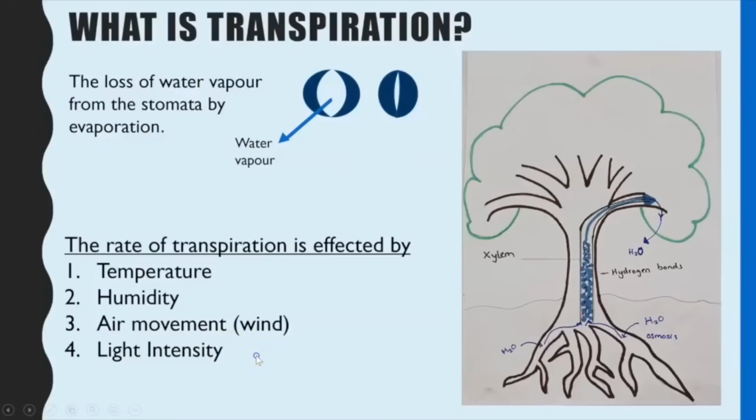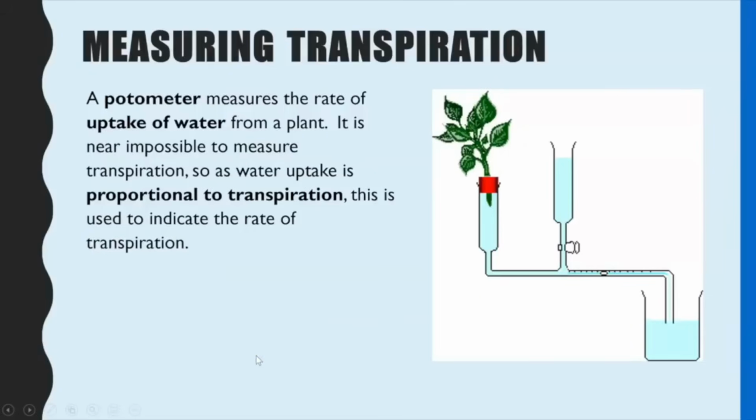So in this session we're going through how you can actually measure the rate of uptake of water to be a representation of the rate of transpiration. So it's using this piece of equipment which is called a potometer, and what potometers measure is how much water a particular piece of plant is taking up in a period of time.